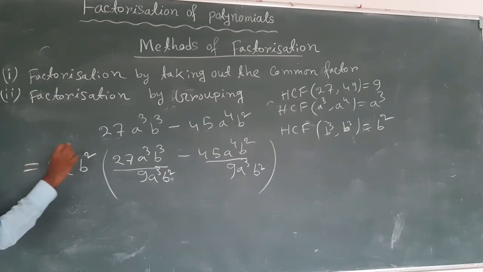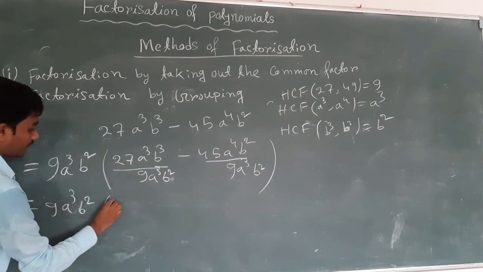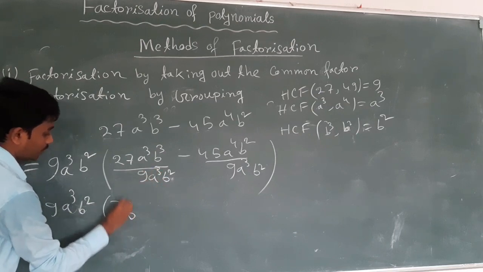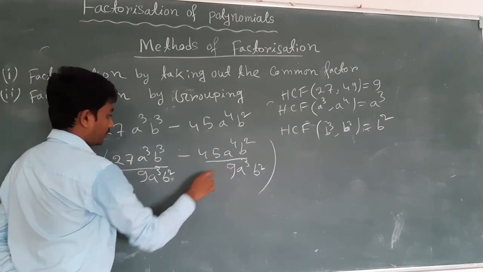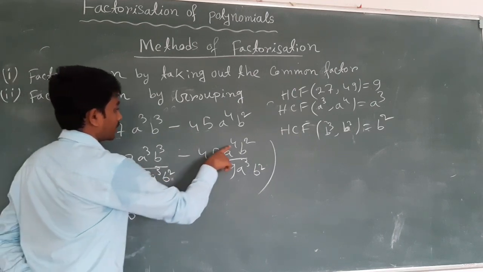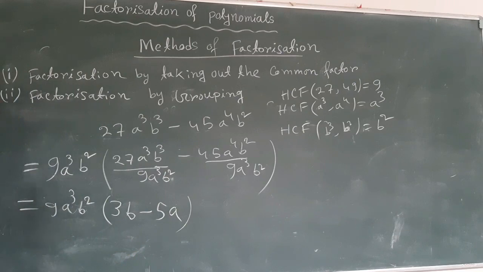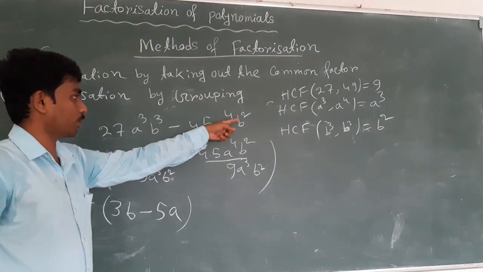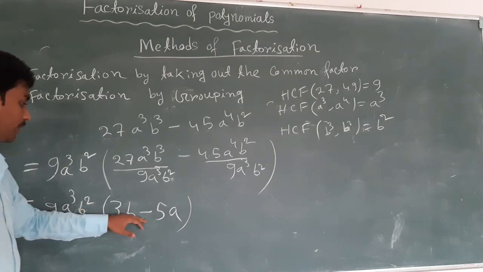So 9 a cube b square: 27 divided by 9 is 3, a cube cancels, b cube upon b square is b to the power 3 minus 2, minus 45 divided by 9 is 5, a to the power 4 upon a cube is a, b square cancels. So the factorization of 27 a cube b cube minus 45 a to the power 4 b square is equal to 9 a cube b square into 3b minus 5a.